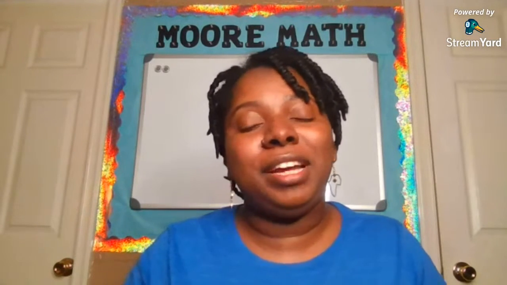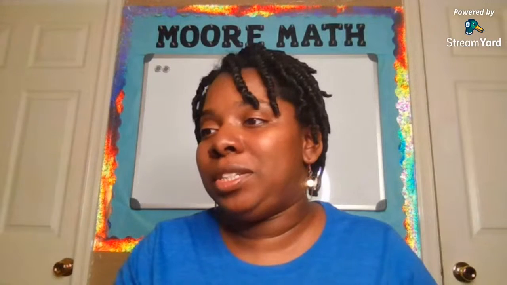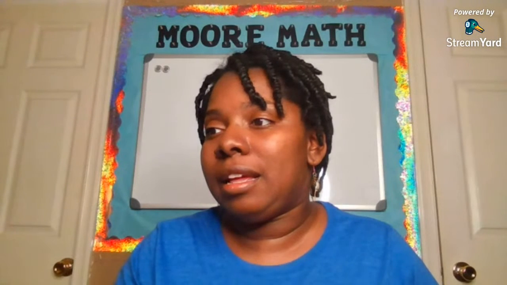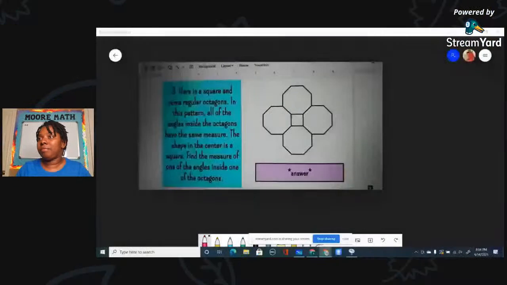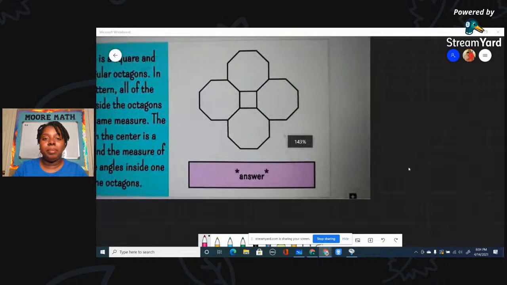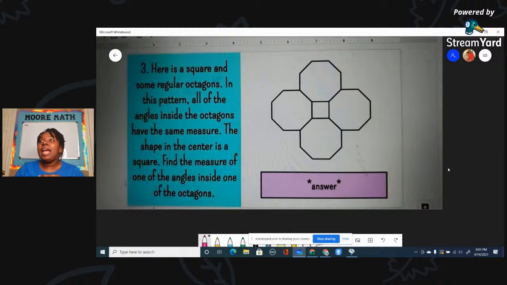So we had a geometry question today. I'm going to share my screen. Here we go. Okay, so we had a geometry question. I'll zoom in just a little bit. There we go. It says, here is a square and some regular octagons. In this pattern, all of the angles inside the octagon have the same measure. The shape in the center is a square. Find the measure of one of the angles inside one of the octagons.